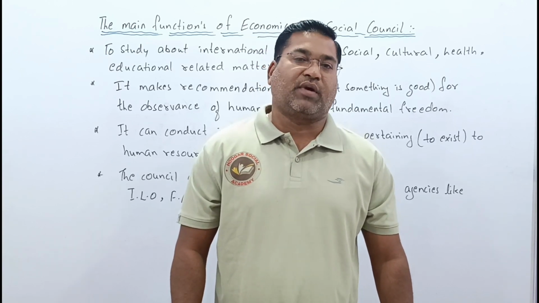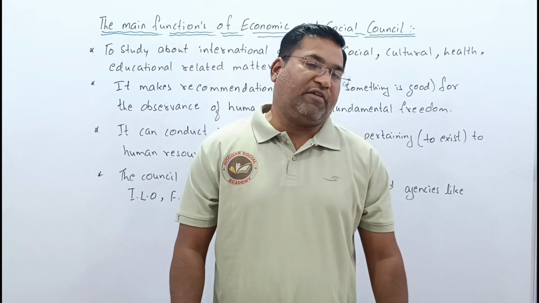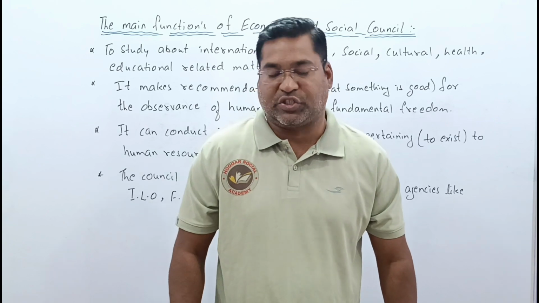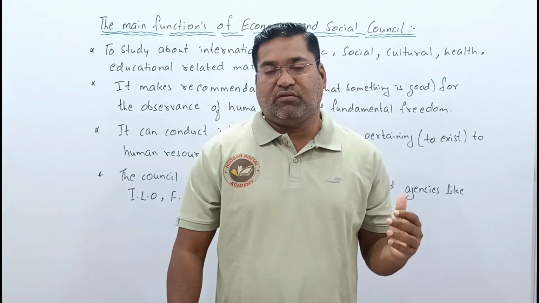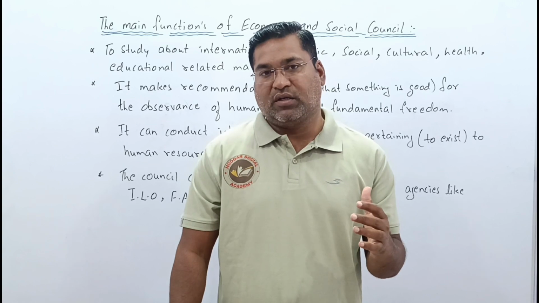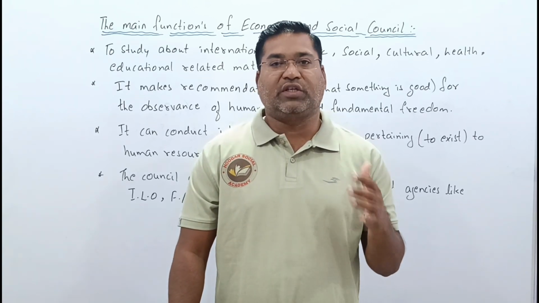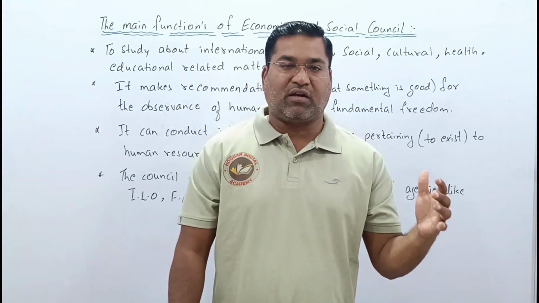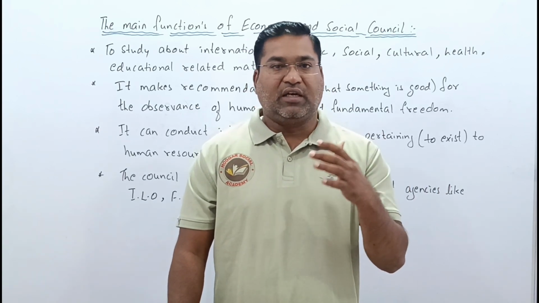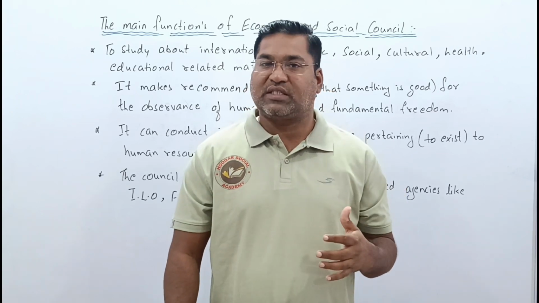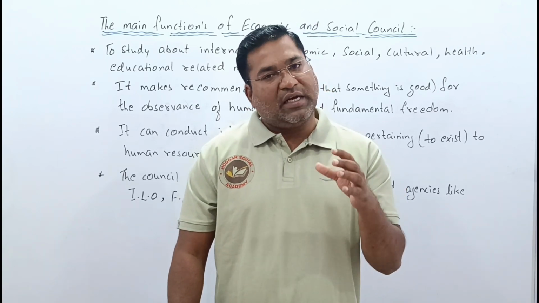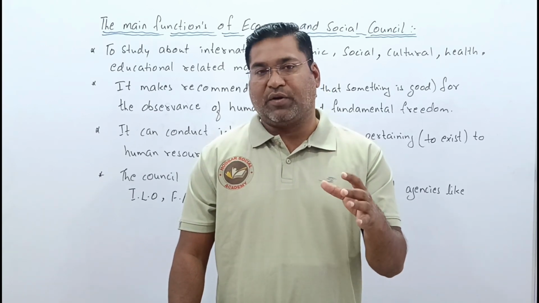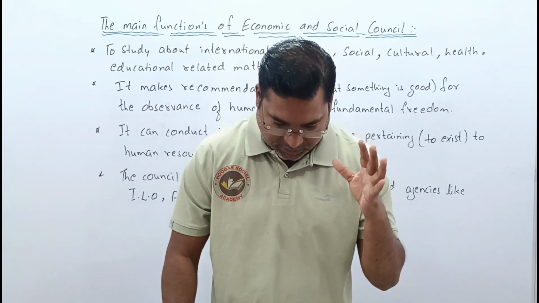Today, in this session, we are going to learn about a very important affiliated body of UNO. We call it the United Nations Organization. The United Nations Organization has six affiliated bodies, or six main organs: the General Assembly, Security Council, Economic and Social Council, Trusteeship Council, International Court of Justice, as well as the Secretariat. During this session, we will understand one important, major organ of UNO called the Economic and Social Council.